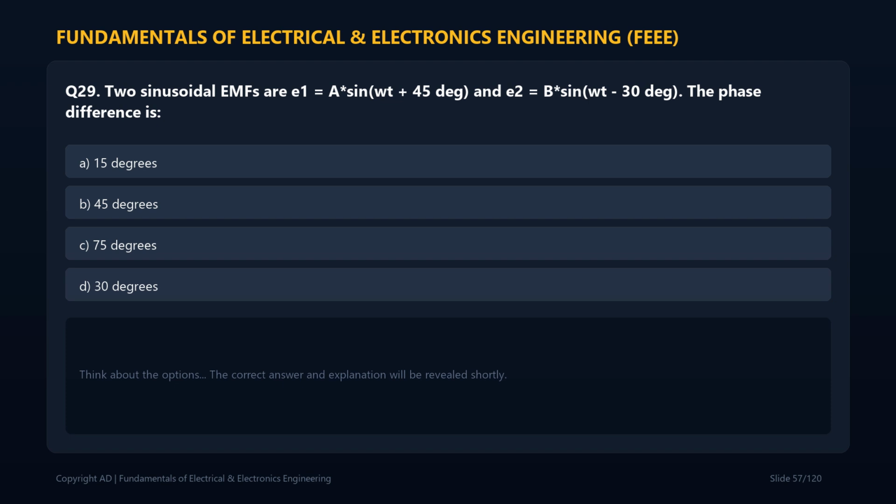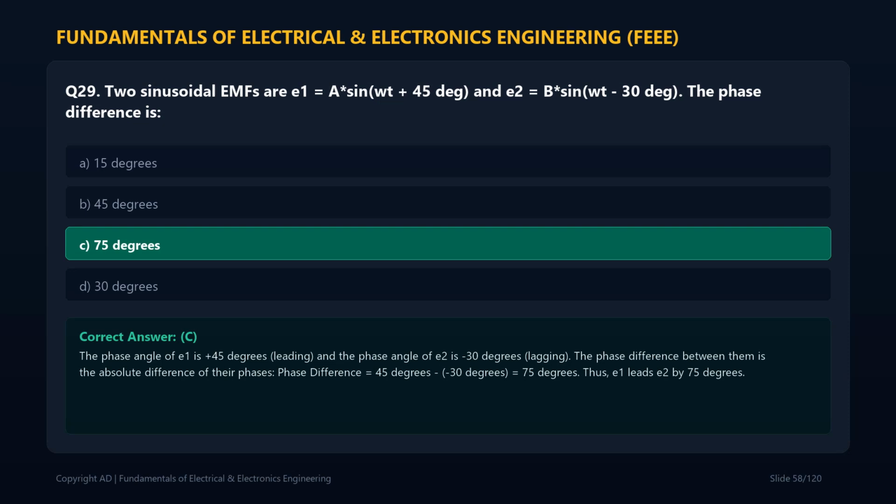Question 29. Two sinusoidal EMFs are E1 equals A sin(omega t plus 45 degrees) and E2 equals B sin(omega t minus 30 degrees). The phase difference is option A, 15 degrees. Option B, 45 degrees. Option C, 75 degrees. Option D, 30 degrees. The correct answer is C, 75 degrees. The phase difference is the absolute difference between the two angles. 45 minus negative 30 equals 75 degrees.